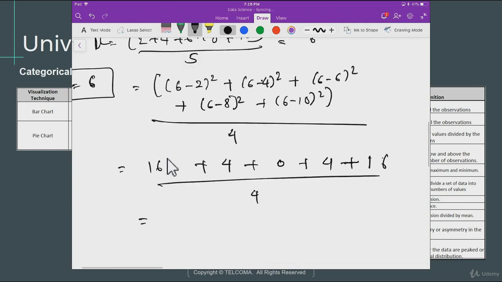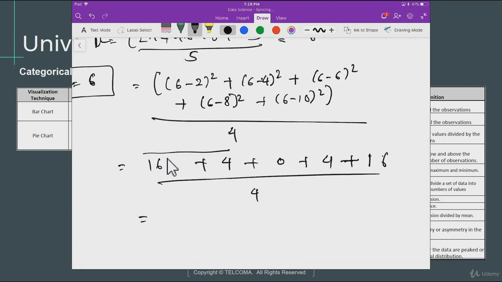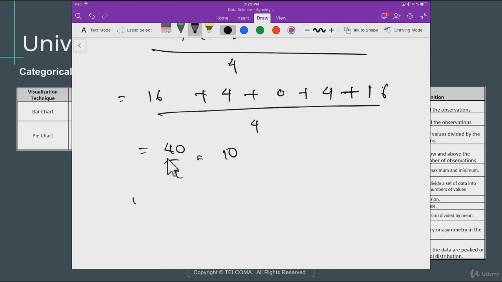And this would be 16 plus 4, 20. 20 plus 20. That is the first 16 plus 4, 20. And then again 16 plus 4, which is 40. So 40 by 4 would be 10. So we can say the variance is equal to 10.